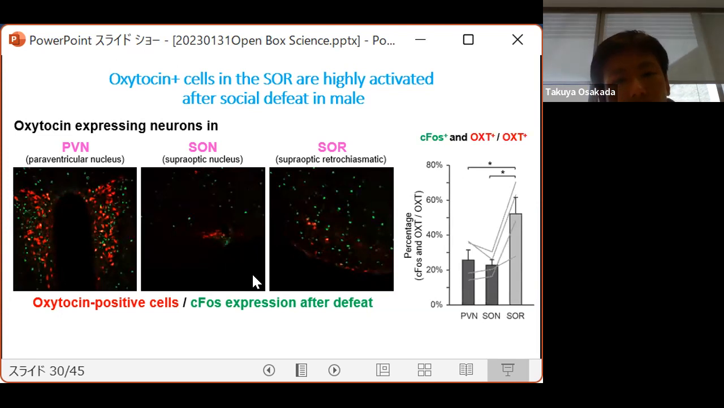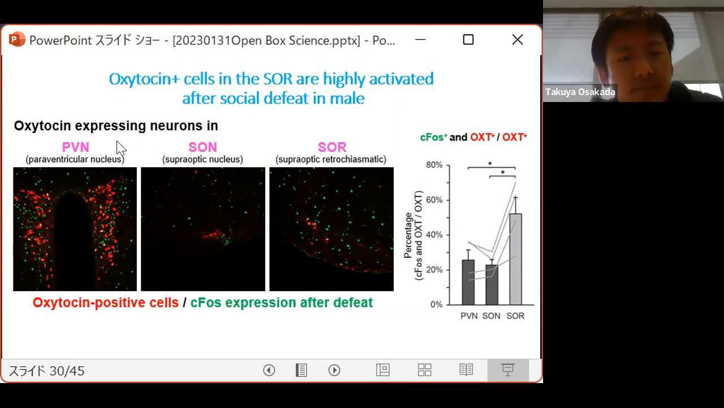So now I added the cFos expression after defeat events. On the right side is the percentage of overlap between oxytocin positive cells and cFos neuroactivation after defeat. Of course there is a lot of overlap, but when we compare the percentage of overlap, this very tiny region, the SOR, shows higher overlap than the other two regions, PBN and SON. But still there is some overlap in PBN.